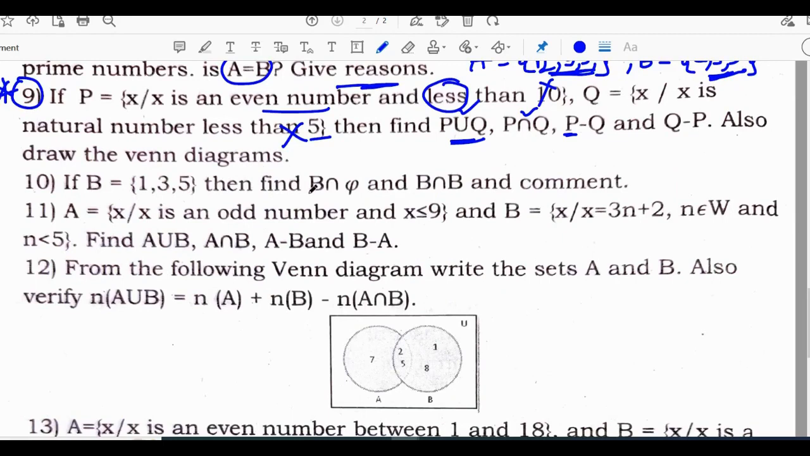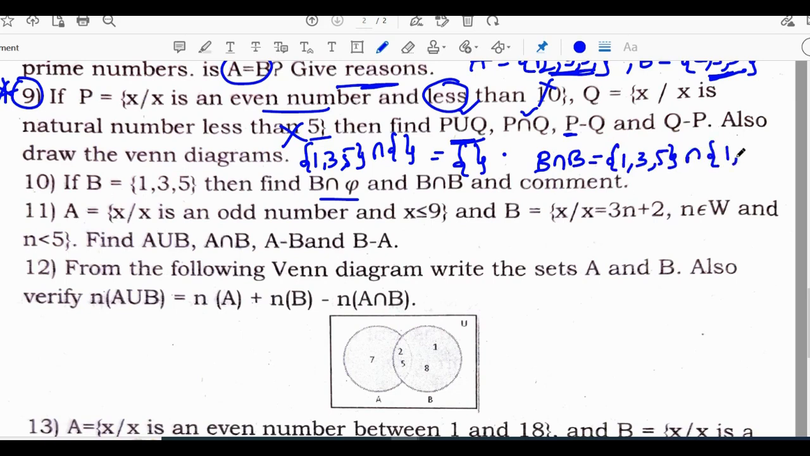10th question: B is equal to 1, 3, 5. Find B intersection 5 and B intersection B, and comment. So B is 1, 3, 5, intersection 5. That means empty set, so there is no common element in both sets. So the answer will be 5. B intersection B is 1, 3, 5. In both sets 1, 3, 5 are common, so B intersection B will be 1, 3, 5. Clearly, B intersection 5 and B intersection B are not equal.